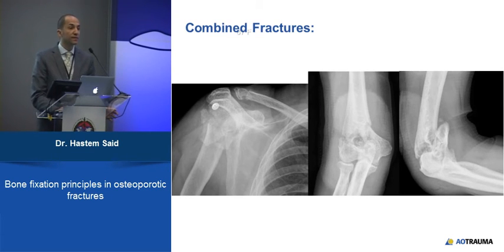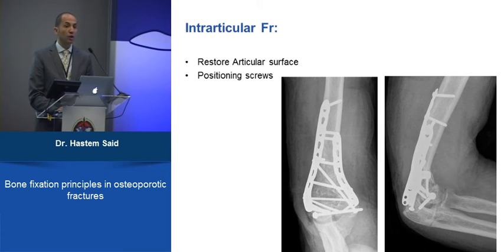You may have combined fractures in these elderly patients. So this one has a proximal humeral fracture and a distal humeral fracture at the same time on the same limb. So she's treated with a locked proximal humeral fracture plate and locked bicondylar plating of the distal humerus.